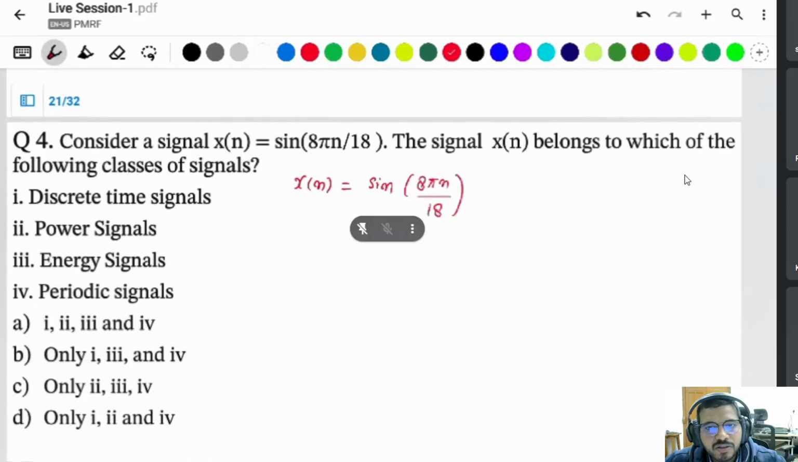This is a sinusoidal, so definitely you can say this is a periodic signal. There is no doubt about this. But a periodic signal is mostly a power signal only. Yes, you can say this is a discrete time signal because n is there, 8 pi n, not t. That is discrete, power, periodic. You can say this is the first, second, and fourth. But let's calculate.